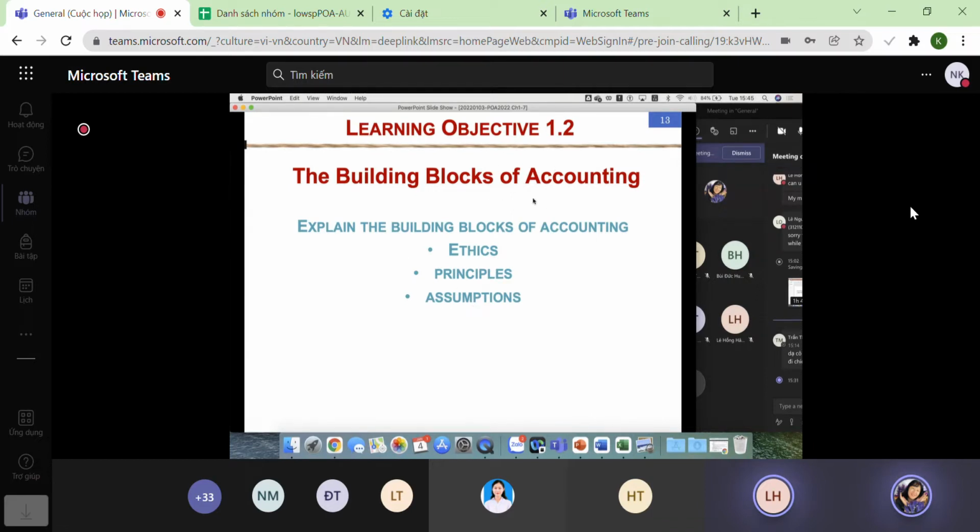So the building blocks of accounting here belong to what? First of all, we have 3 building blocks of accounting. The first one is ethics, and then principles and assumptions. So based on these things, accounting will build the accounting standards.